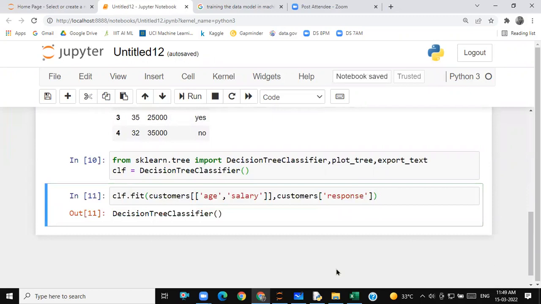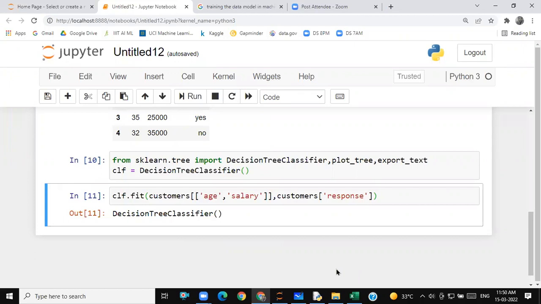The data is a very small data, guys, only a two-dimensional data. Age and salary, it's only two-dimensional data, right? So this is the data we can see with this. Can you see clf.fit? It takes the customers' age and salary and the customers' response. It's a decision tree classifier.